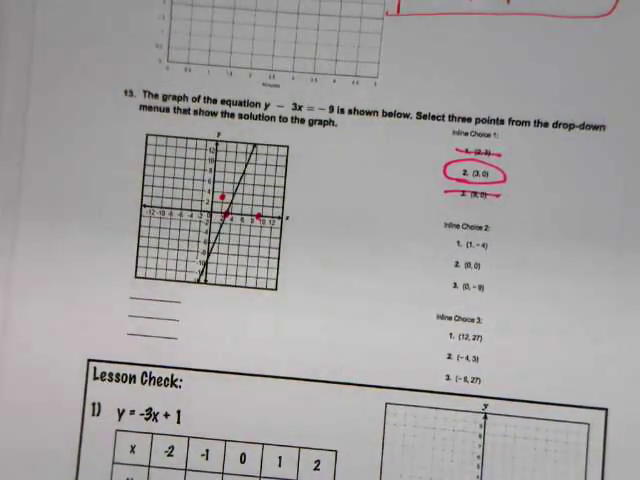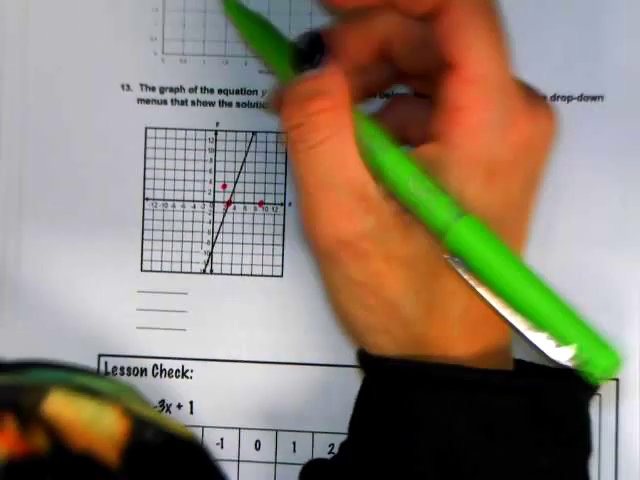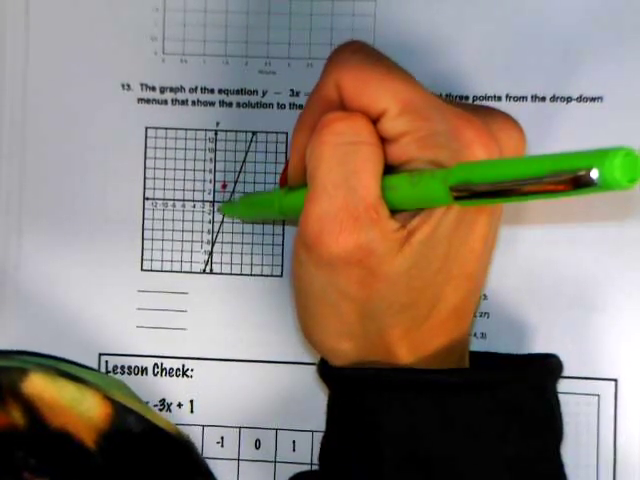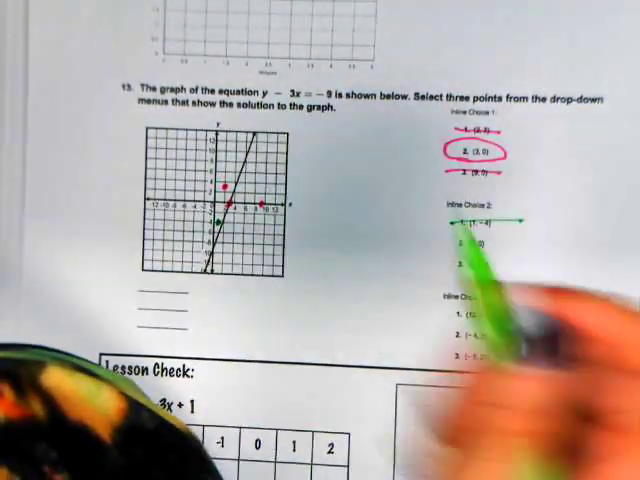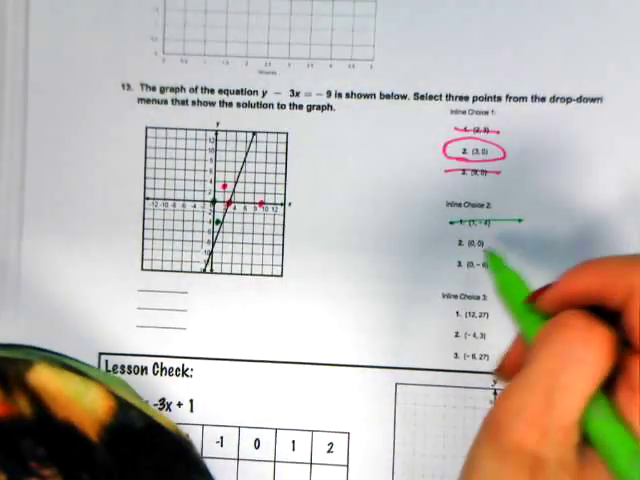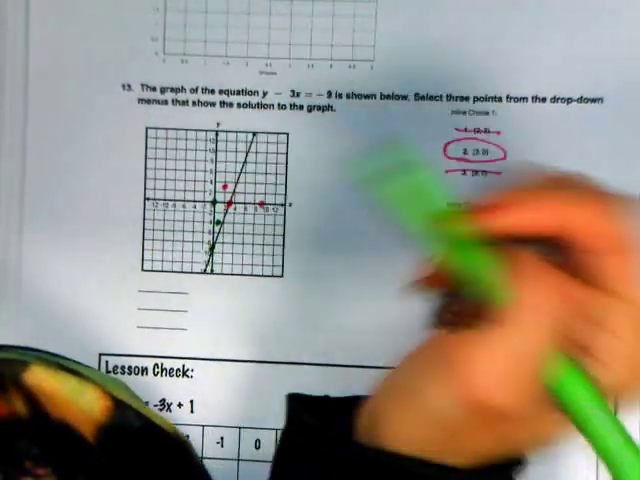All right, and then with your next little group of 3, you have 1, negative 4. Like here, here. Is that on there? Not quite, yeah. 0, 0. 0, negative 9. Yeah.